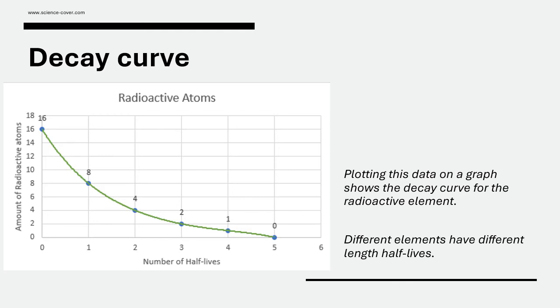Now if you plot a line of best fit on this graph, you find that you don't get a straight line, you get a curve. So these graphs are called decay curves. And it doesn't matter what type of element we pick, we should see, as long as it's radioactive, a decay curve.